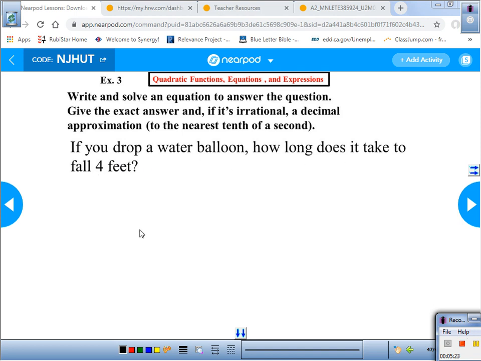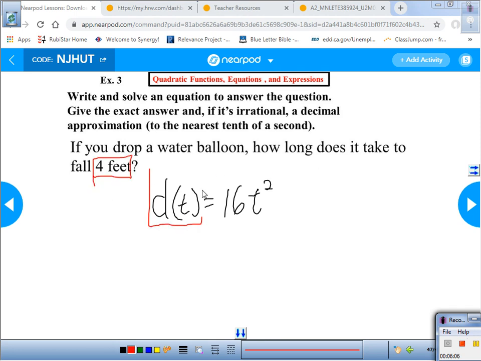So look at it. Does the problem give you a certain height? No. What does it give you? How long it takes to fall 4 feet. So which equation do we use? The distance and time formula. So it's d of t equals 16t squared. So what distance do they give us to figure out? 4 feet. Where does that go? Right here. 4 equals 16t squared.